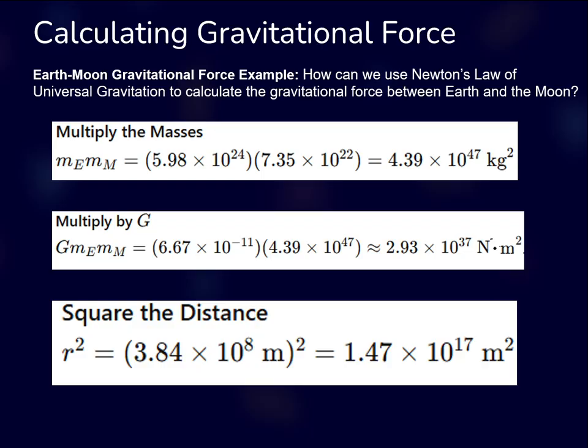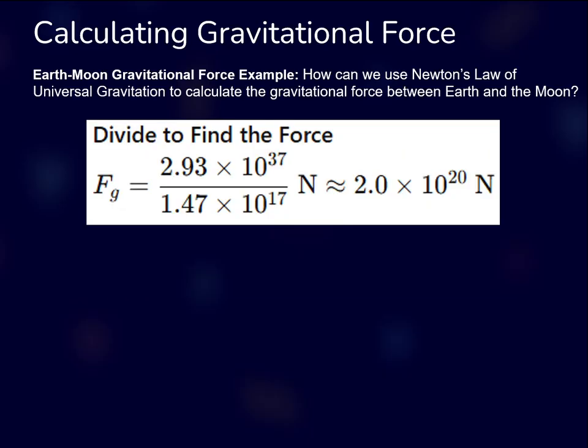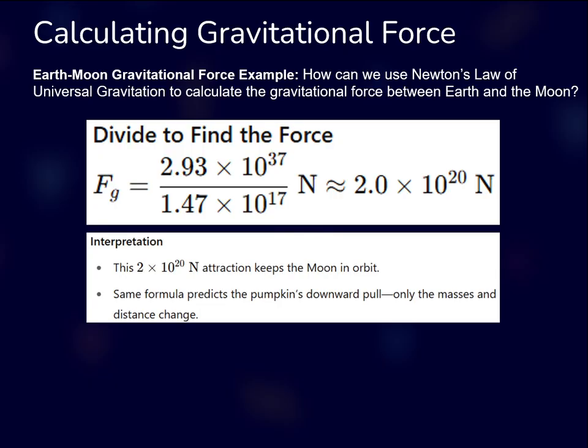Then we'll bring in the r squared. So 3.84 times 10 to the 8th power meters squared comes out to be 1.47 times 10 to the 17th meters squared. And then we'll take that value and divide. So once we divide our numerator by our denominator, we have solved for newtons. In this case, 2.0 times 10 to the 20th power newtons.